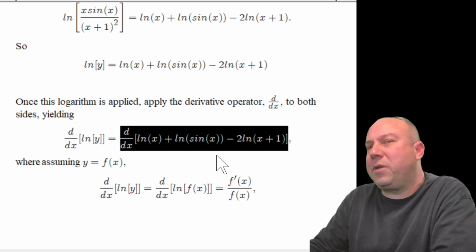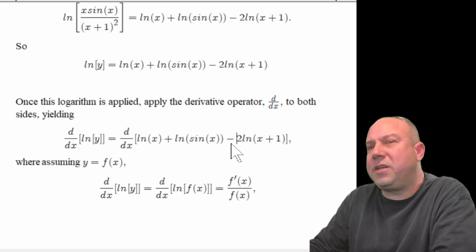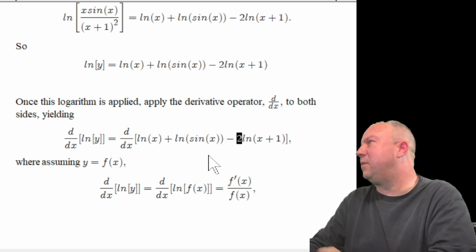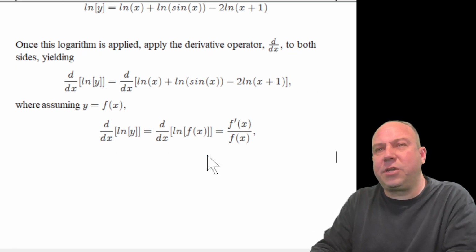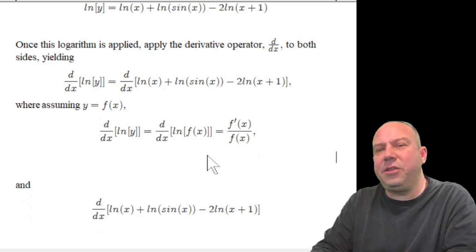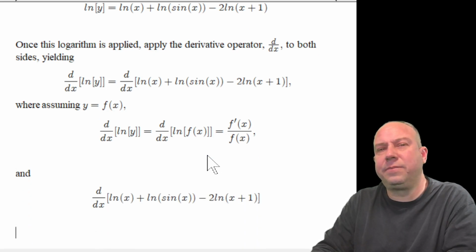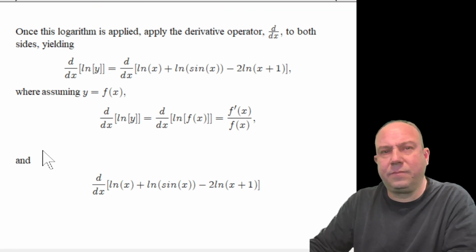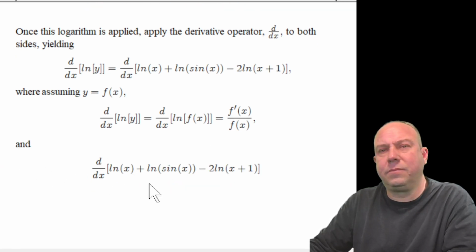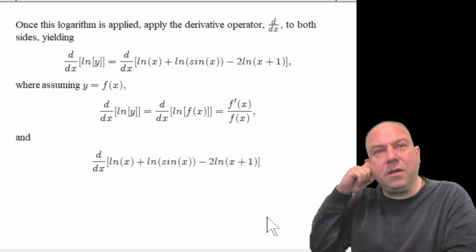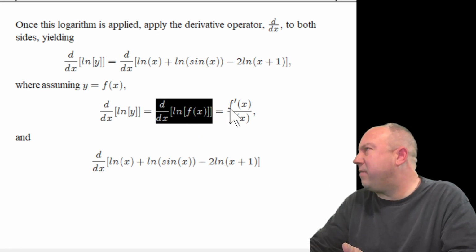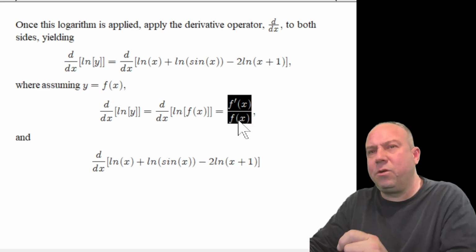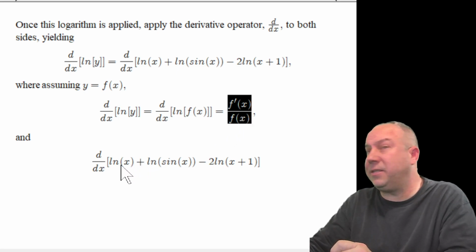Now on the right-hand side, when I apply this derivative operator, it will distribute itself across the sum and difference. And in this difference here, that 2 is going to play the role of a constant multiple. And as it applies itself to each of those terms, what we notice is each of those terms is also in the form of a derivative with respect to x for the ln of f of x, where this rule in general will apply specifically in those cases.